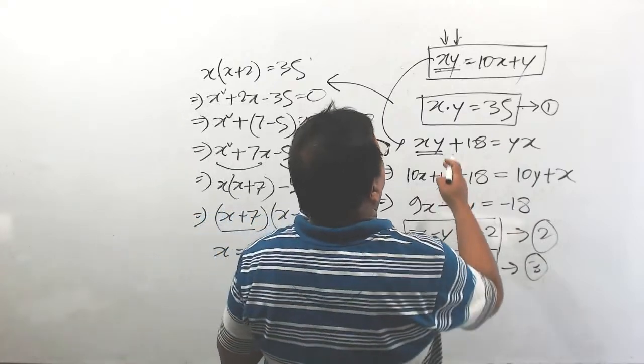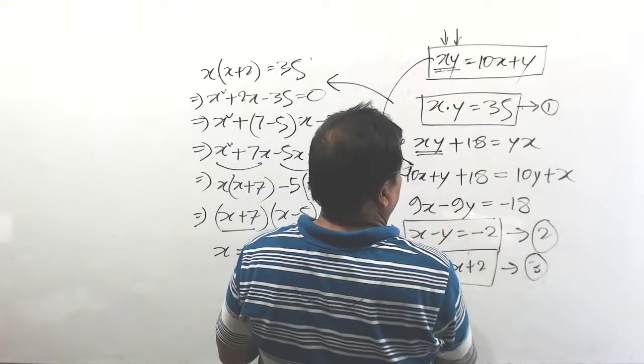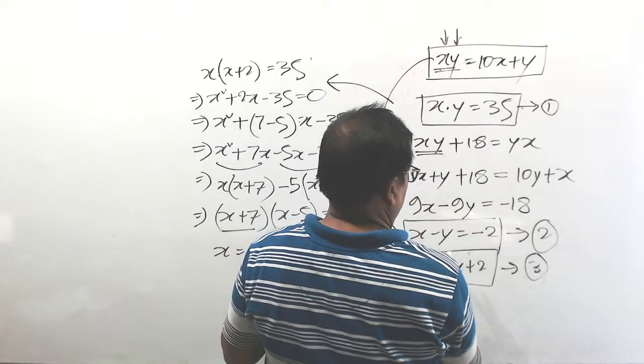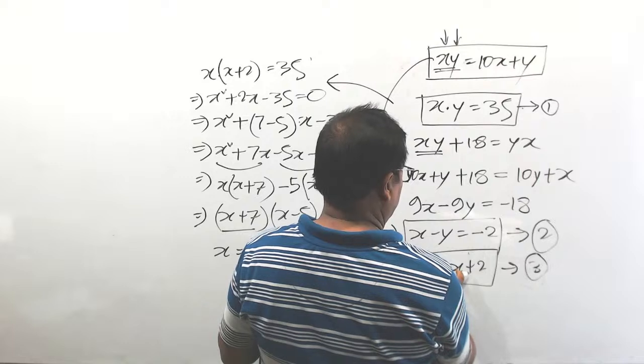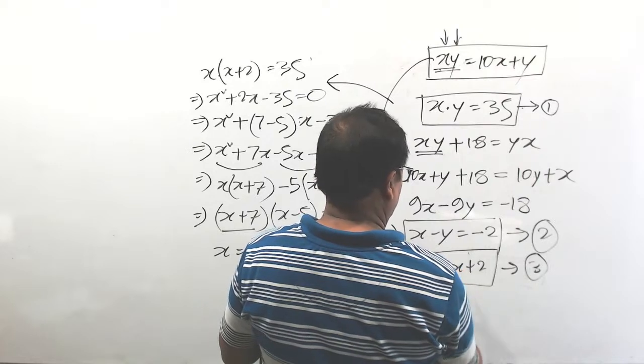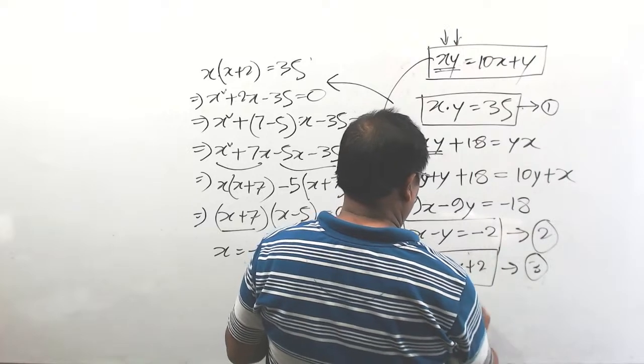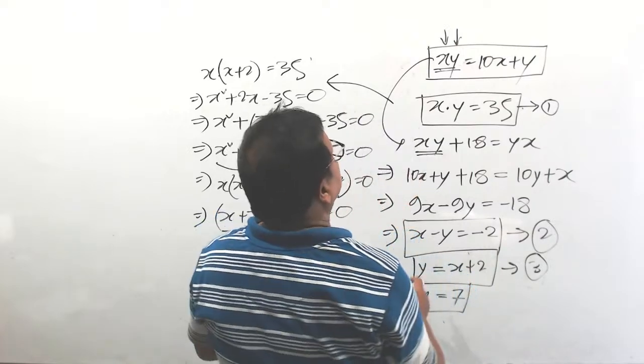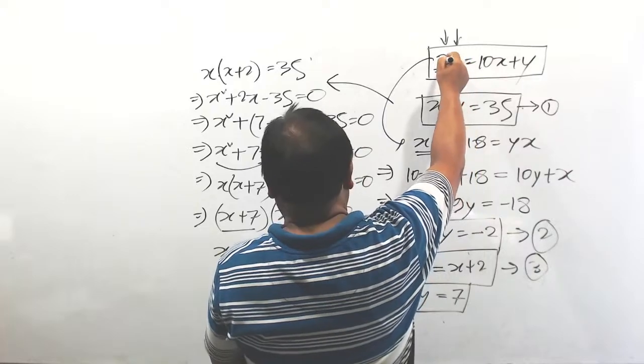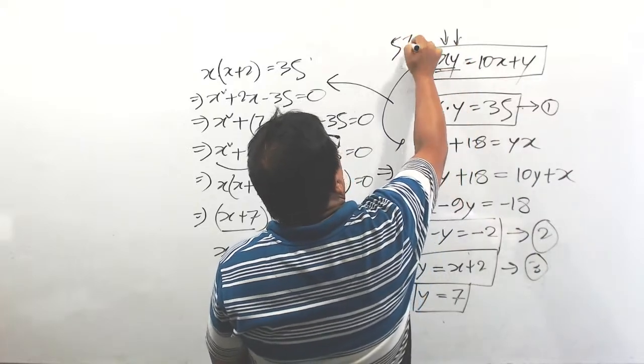So if x equals 5, what is y? Y is equal to 7. What is the number? X equals 5, y equals 7, so 57.